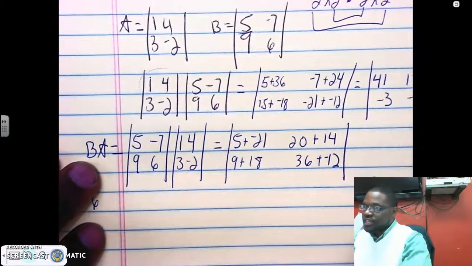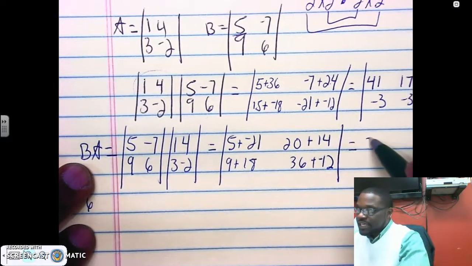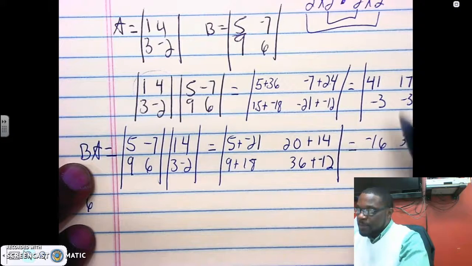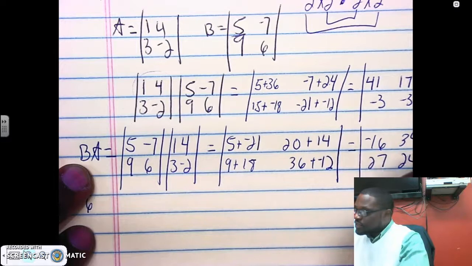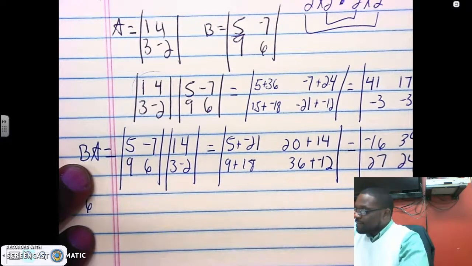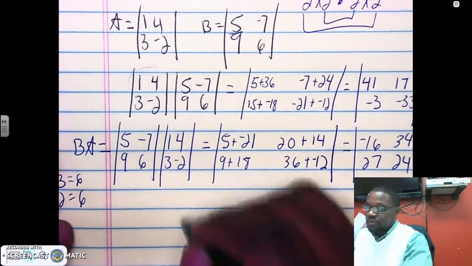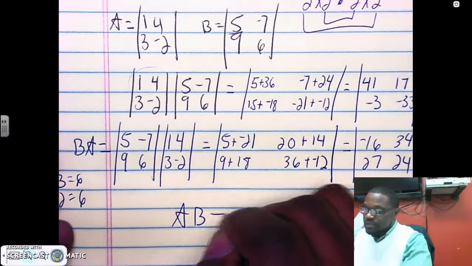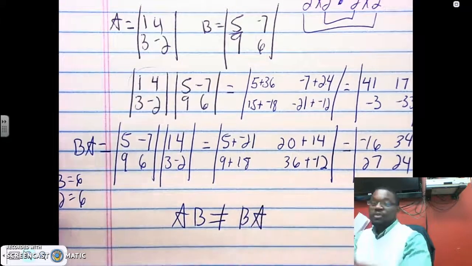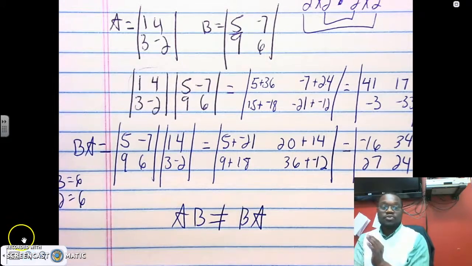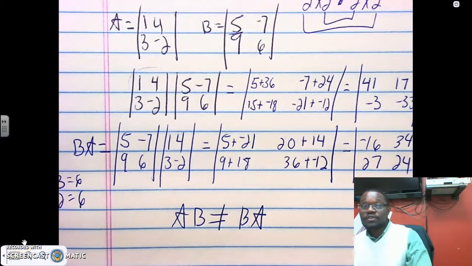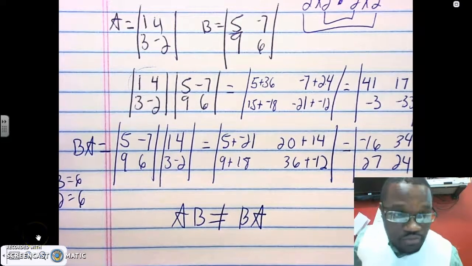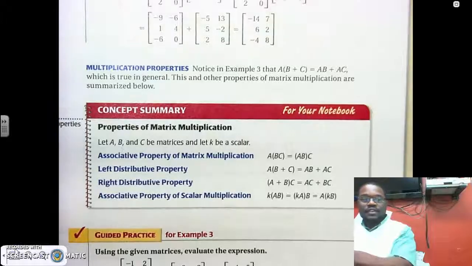And so you can see that when I add these together, I'm going to get negative 16, 34, 27, and 24. You can see here that these are not the same. So AB does not equal BA. So flipping them around doesn't work when it comes to matrices. The order matters. Very important to understand that the order matters.